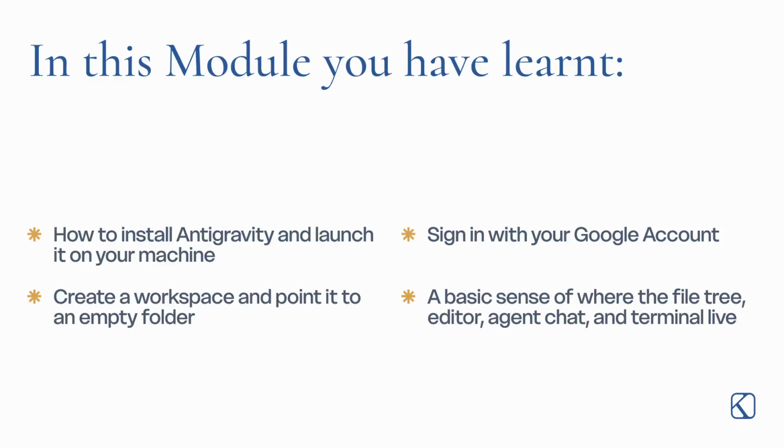As a recap, what we have done today is installed Antigravity on our machine and launched it. We were able to sign in with our Google account. We created a workspace. Of course, it pointed to an empty folder when we started, but then we created our first project. And then we have a sense of where the file tree is, where the editor is, and where the terminal is. So in our next class, we'll be setting up a cloud account. See you soon.